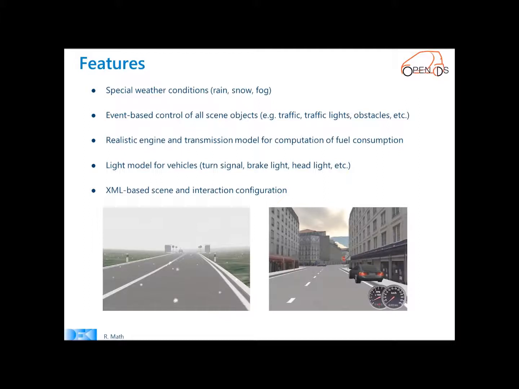We have event-based control of all the scene objects. As already mentioned, we can trigger traffic lights to turn to red or turn to green. We can make obstacles appear or move the traffic to some position in 3D space. In the picture on the right, we could imagine we are approaching the stop sign and we want to make traffic appear at the intersection that's moving from the right to the left. All the scene and interaction can be configured via XML files, and you won't need any programming skills at that point.